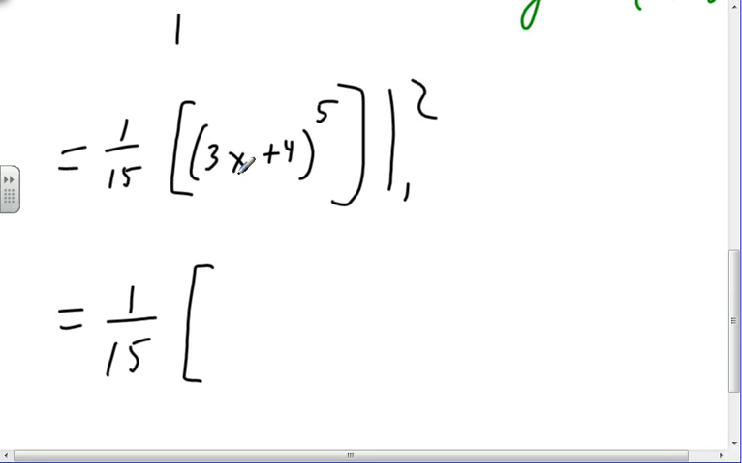All right, so 2 times 3, that's 10. This is 10. 10 raised to the 5th power minus 7 raised to the 5th power. Well, how the heck am I going to do that?